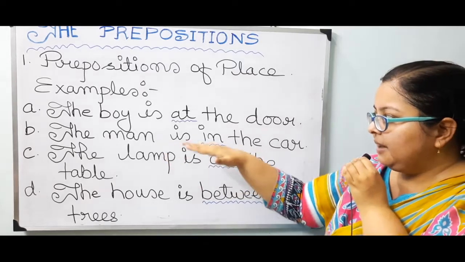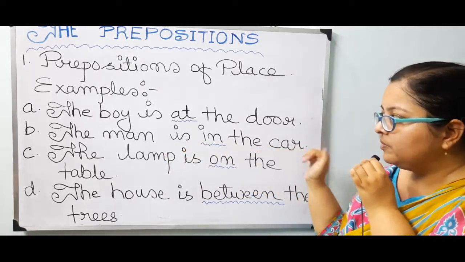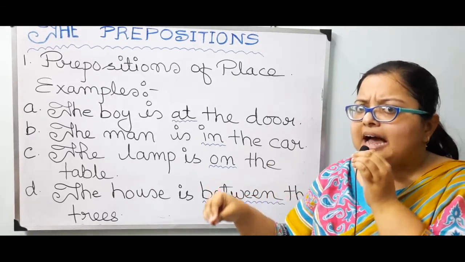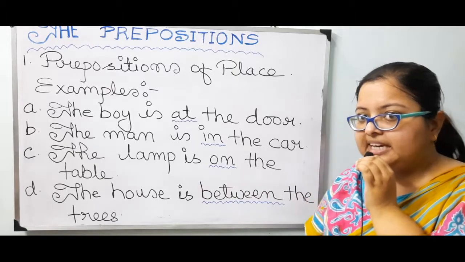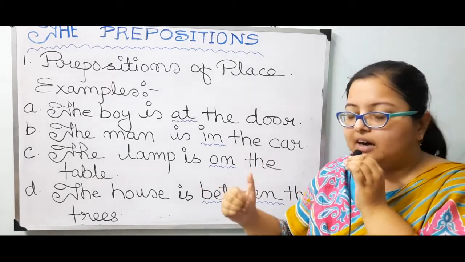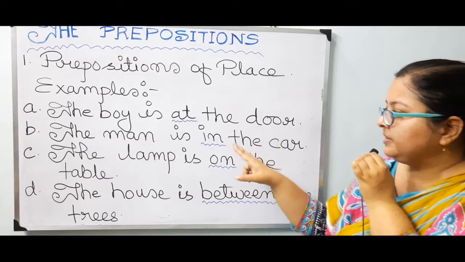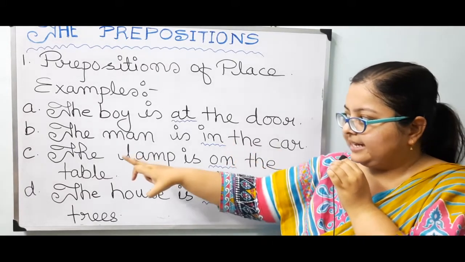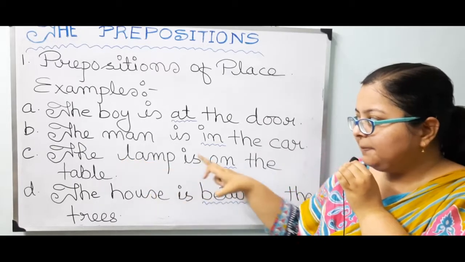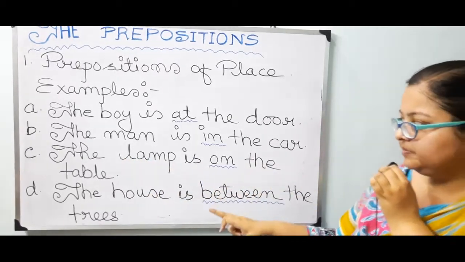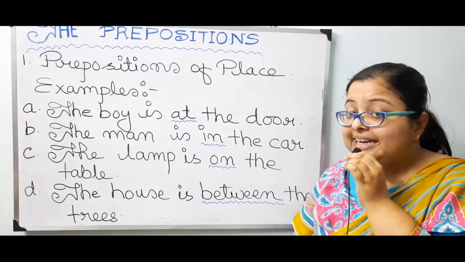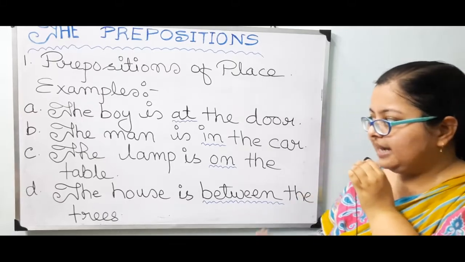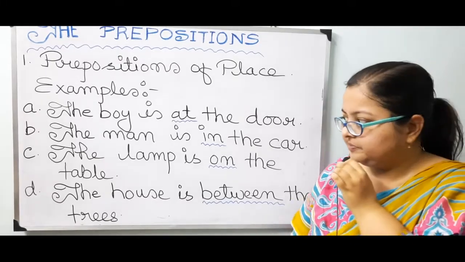Next, the man is in the car. So, where is the man? He is sitting perhaps in the car. He is inside of the car. So, in the car over here. In over here is the preposition. Next, number C. The lamp is on the table. Where is the lamp? It is placed on the table, on its surface.